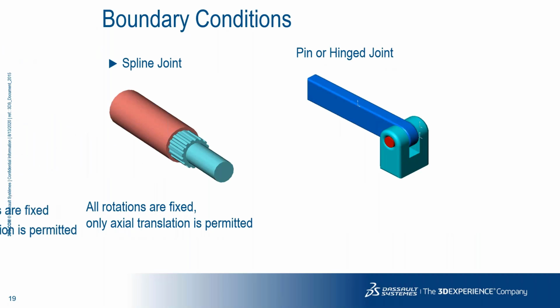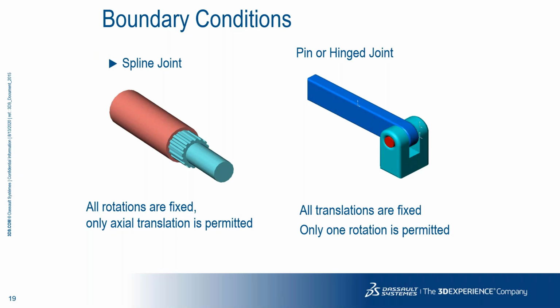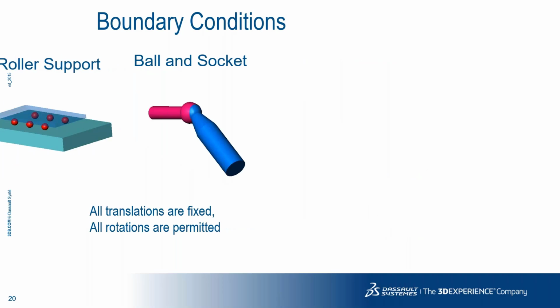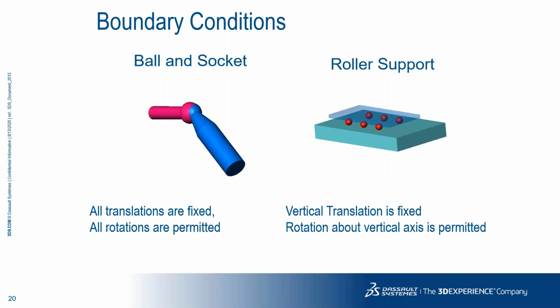You are seeing here a spline joint, where only axial translation is allowed. A pin joint, what you are seeing here, allows only one rotation. So accordingly, understand your complete mechanism and how the parts interact with each other. It can be a ball socket or a roller support. How many degrees of freedom will there be? You have to understand that and assign those things to the different parts as much as possible.